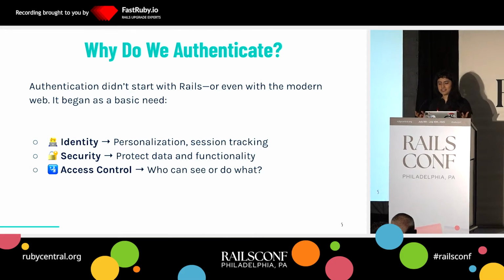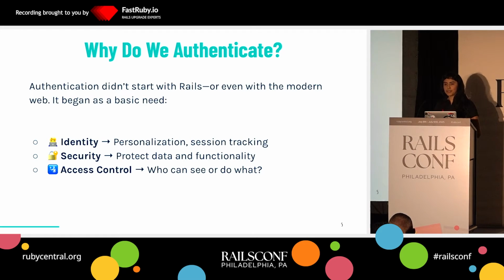So why do we authenticate? Authentication didn't start with Rails. It didn't even start with the modern web. It began as a basic need of knowing who you are, and whether you are allowed to see this. In the early days of HTTP, the first form of web authentication was basic auth, just a username and a password encoded in the headers. We had no sessions and no storage of user data, so it was a kind of anonymous, stateless web.